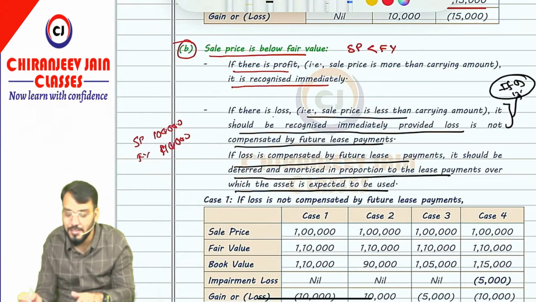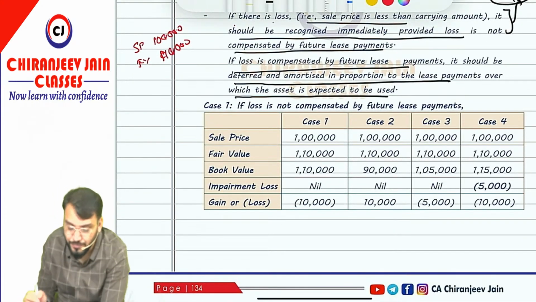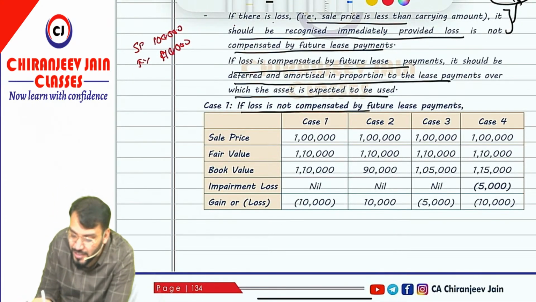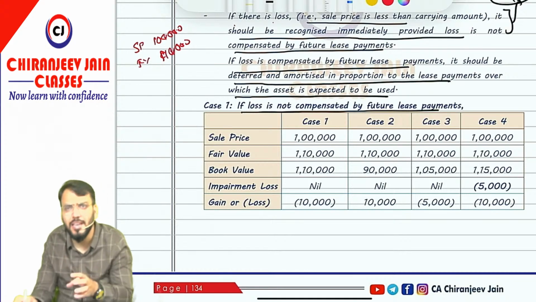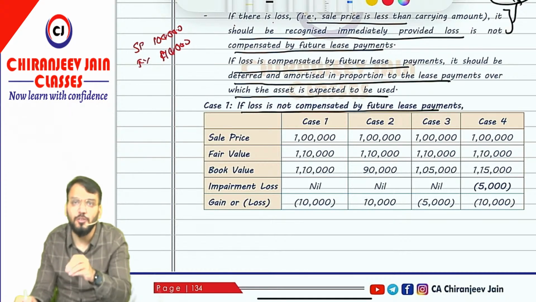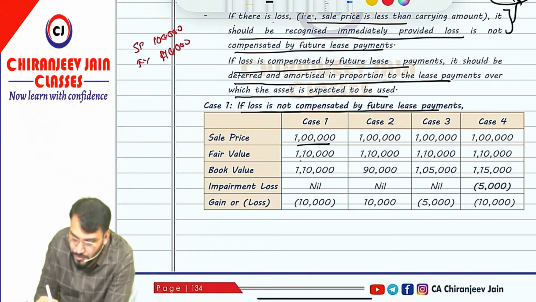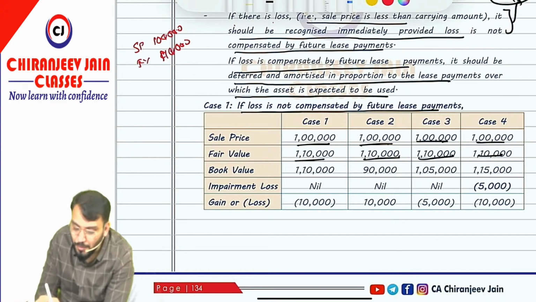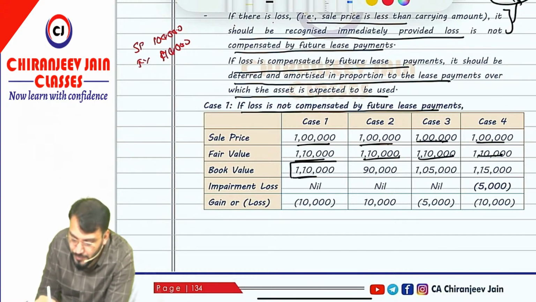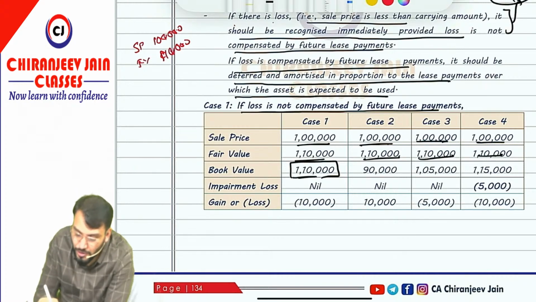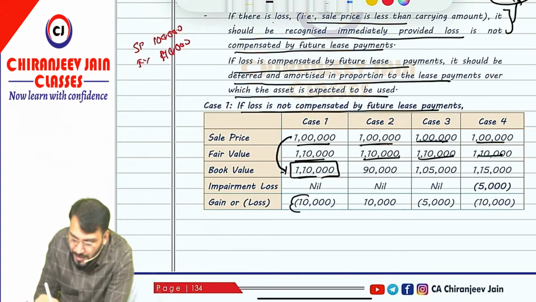Let me give you three situations. If the loss is not compensated by future lease payment, all the gain and all the loss will be transferred to PL immediately. Understood? In this there is no doubt. You can see sale price is less than fair value in all cases. Now book value is 1,10,000, so sale price is less than book value. So there is a loss of 10,000 which will be transferred to PL immediately.